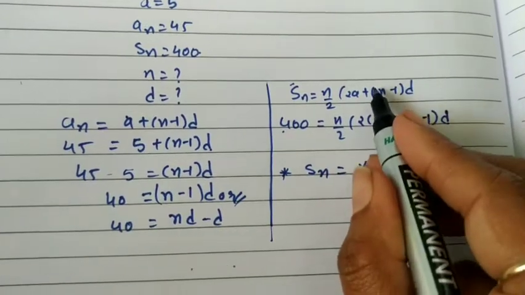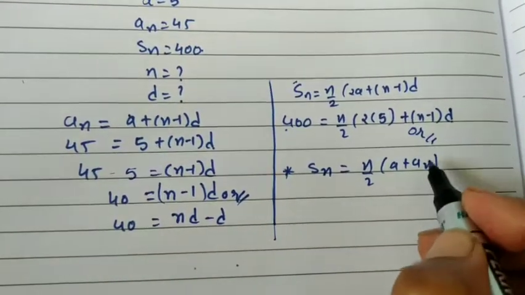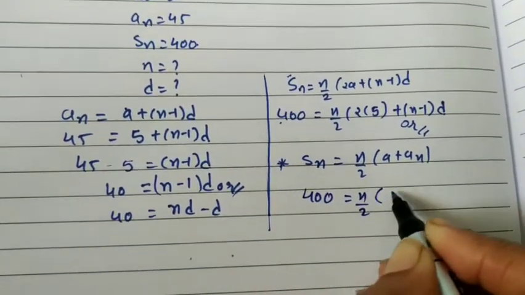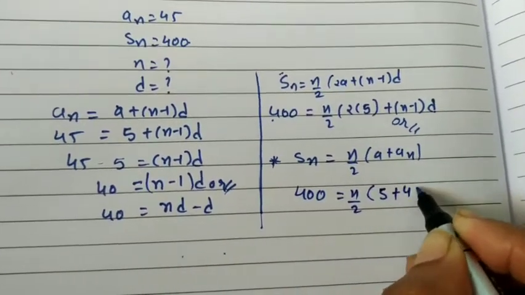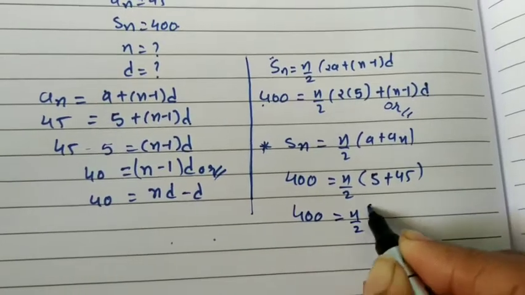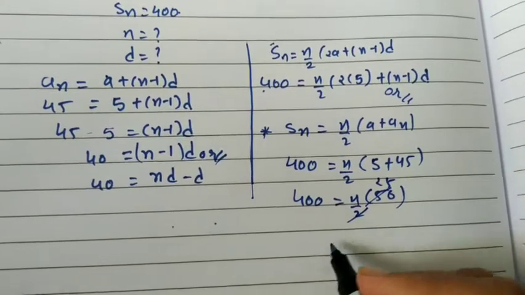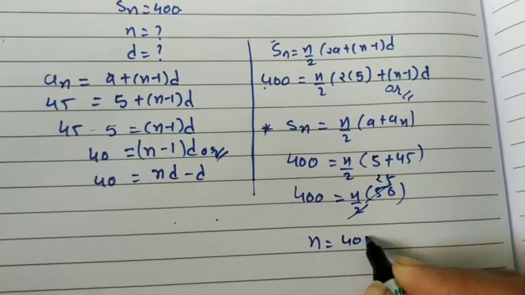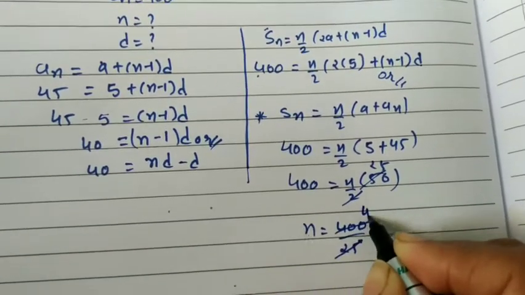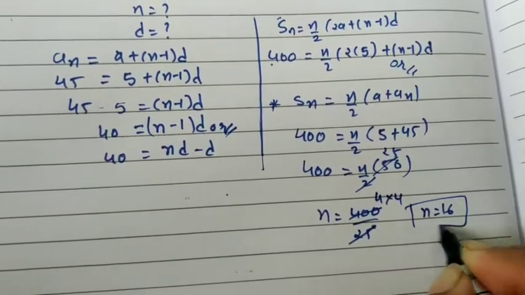So here we can solve it by this method or this method, both are applicable. Right now this is easy, so we will write this. So we will write n by 2, a is given as 5 and this one is given as 45. So it will become 400 equals n by 2 times 50. Let us divide, it will become 25. So n will become 400 upon 25. 25 fours are 100, so n will become 16. So here we are getting n as 16.